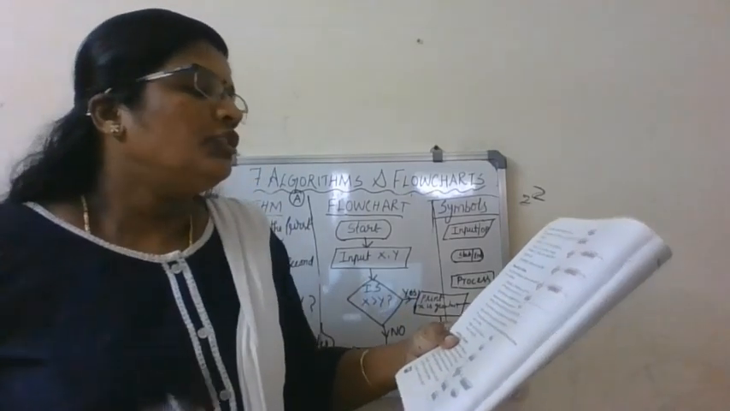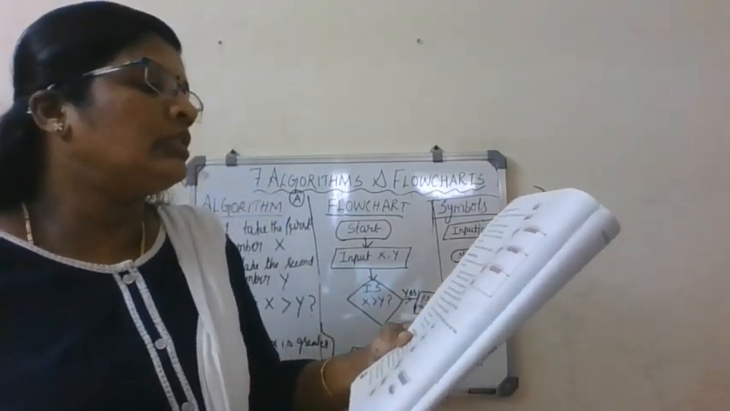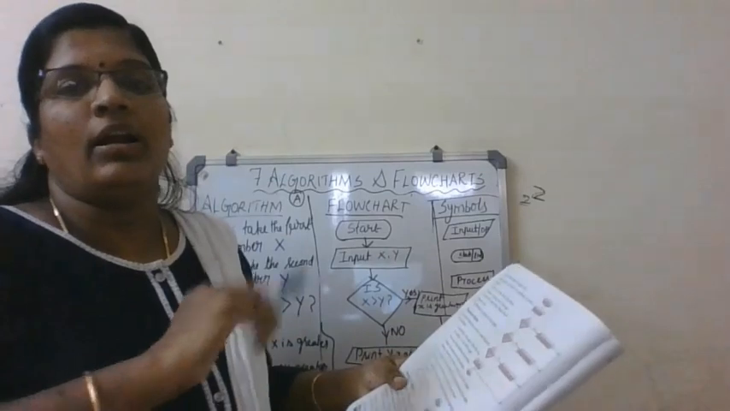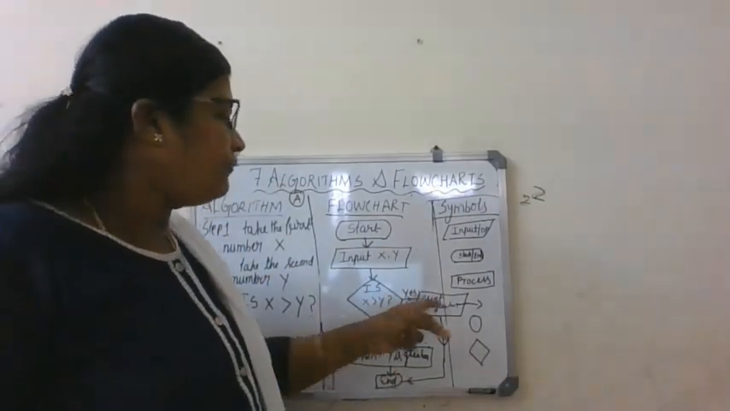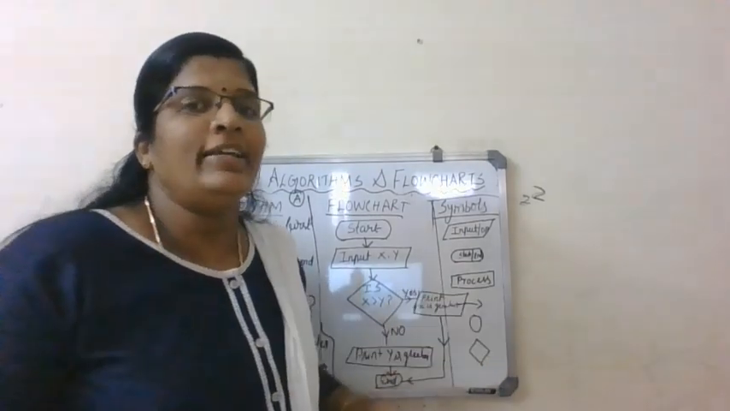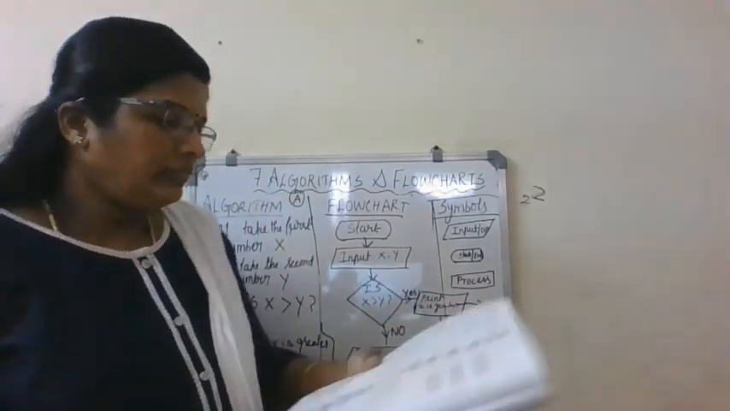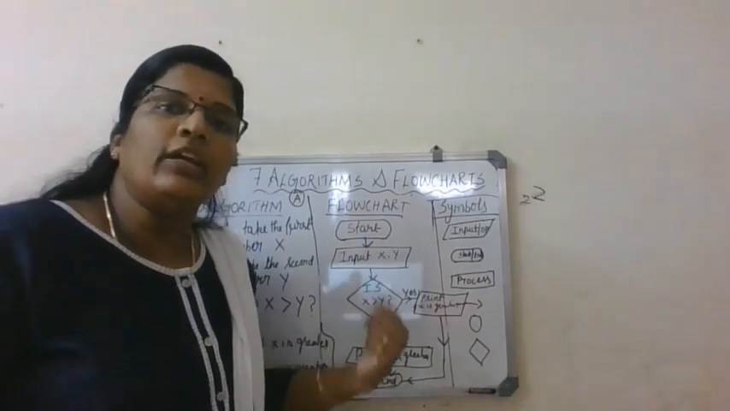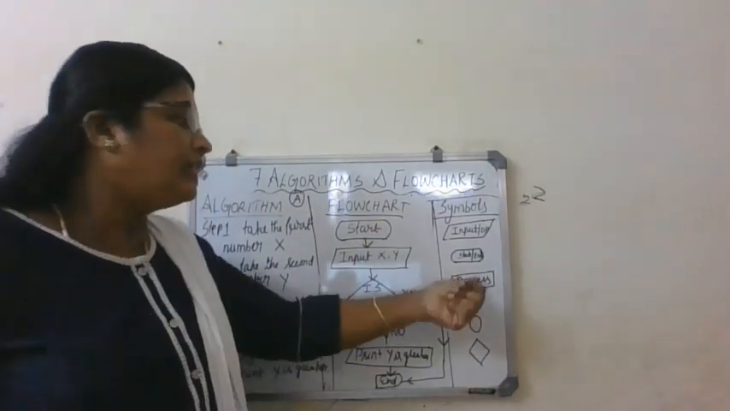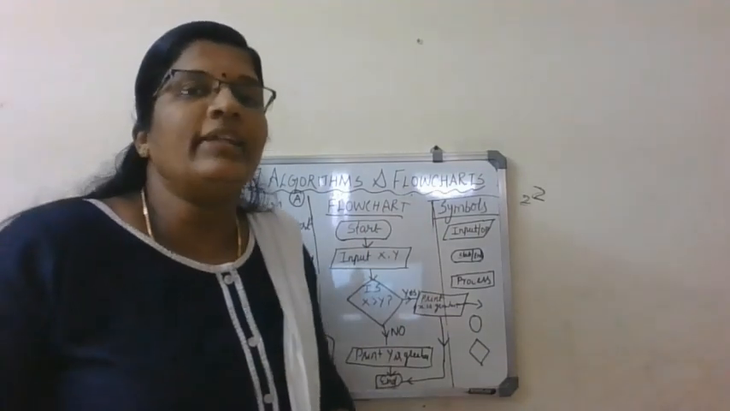Flowchart rules. Generally, a flowchart flows from top to bottom or left to right. See, top to bottom it goes, right? Otherwise, from left to right it goes, not in any other direction. Then no cross lines are allowed in a flowchart. Did you see any cross lines here? No cross lines are allowed.